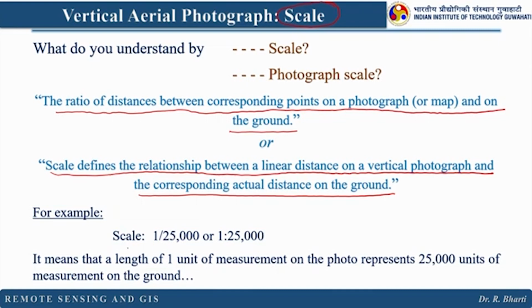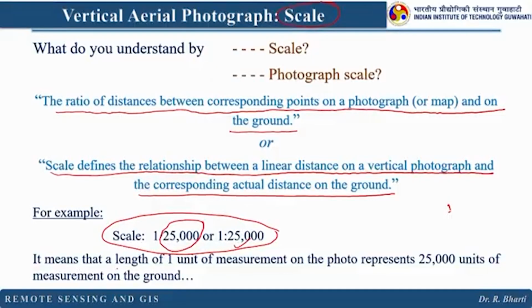Now let us see some examples of scale. You might have come across these particular values. Like scale, people write 1:25,000 or 1/25,000. So what does it mean? It indicates that 1 unit on the image is 25,000 units on the ground. The unit depends on whether you are using meters, centimeters, or inches, so it is up to the photograph or the area and what scale you are using. So it means that a length of 1 unit of measurement on the photo represents 25,000 units of measurement on the ground.